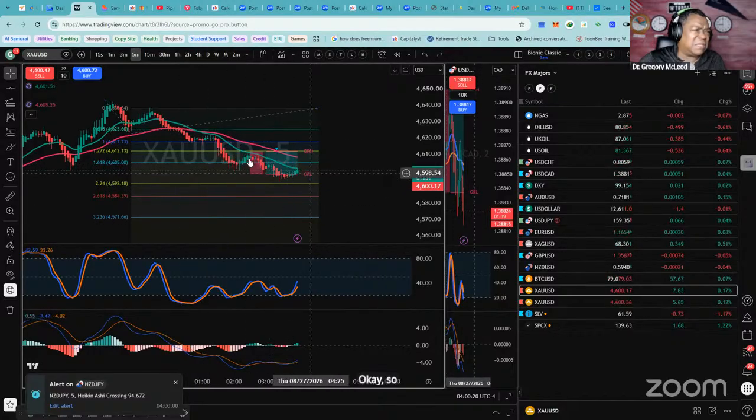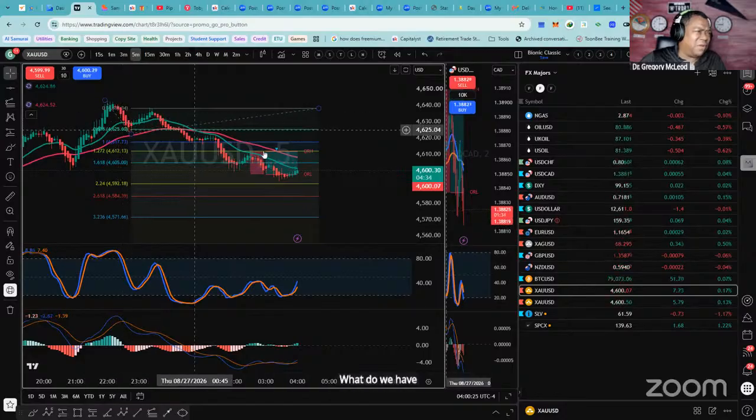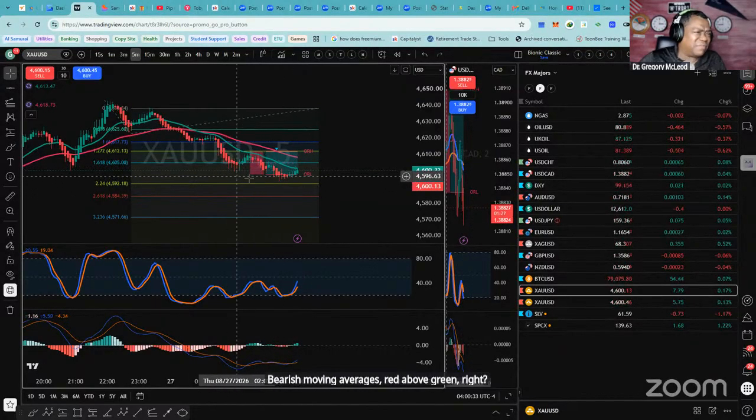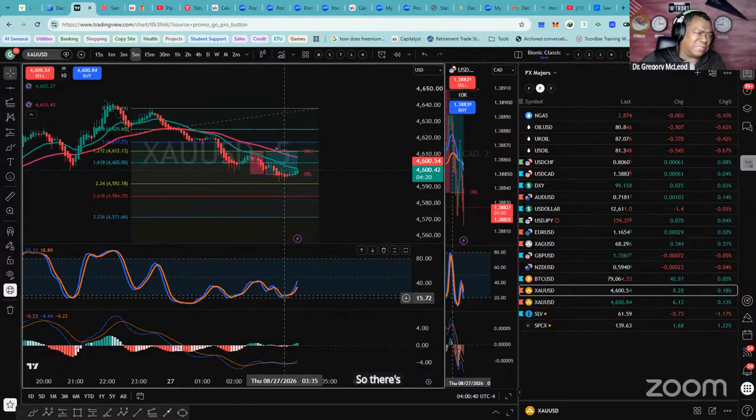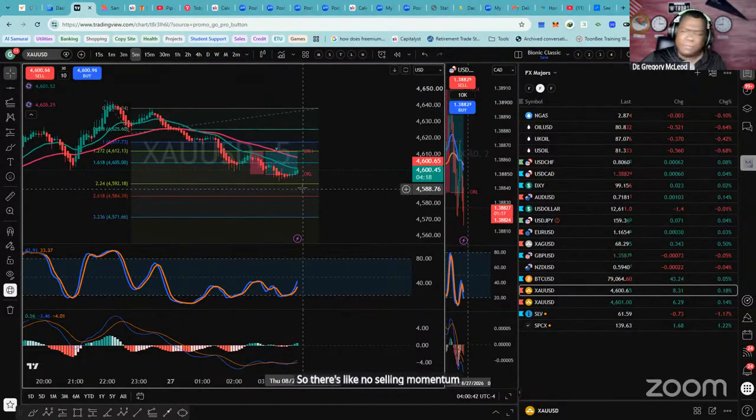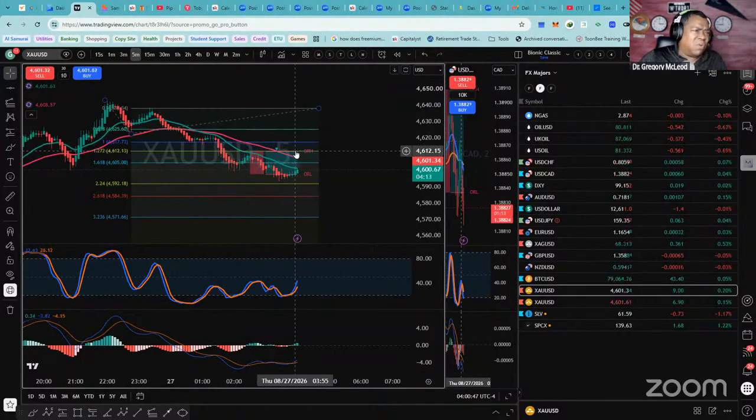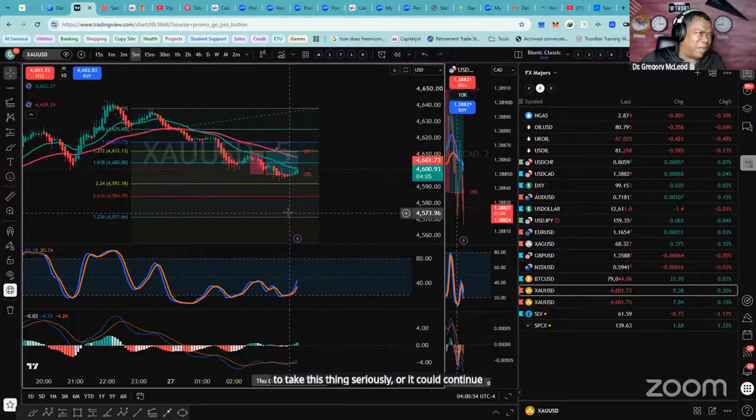Okay. So this is interesting here because what do we have? We have bearish moving averages, red above green, right? But we tried to break out, we didn't. Our MACD is flat, so there's like no selling momentum, right? The rules say we have to wait for a breakout of 46.12 to take this thing seriously, or it could continue to drop, right?